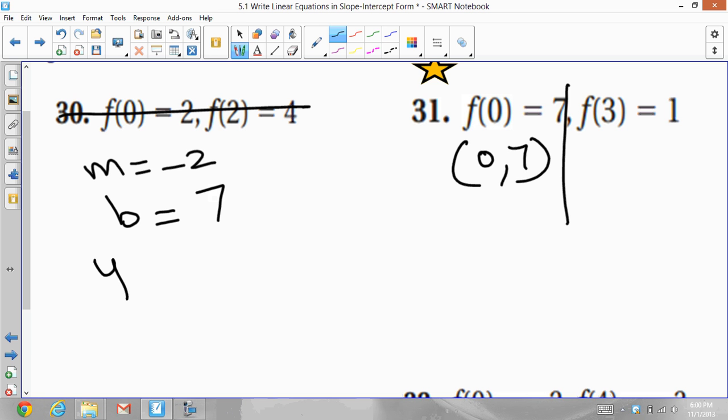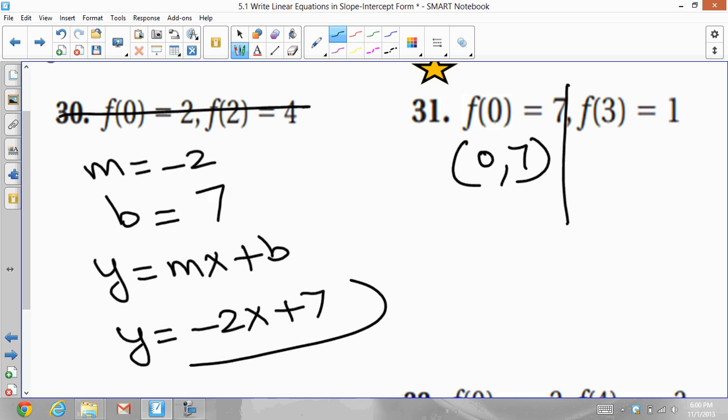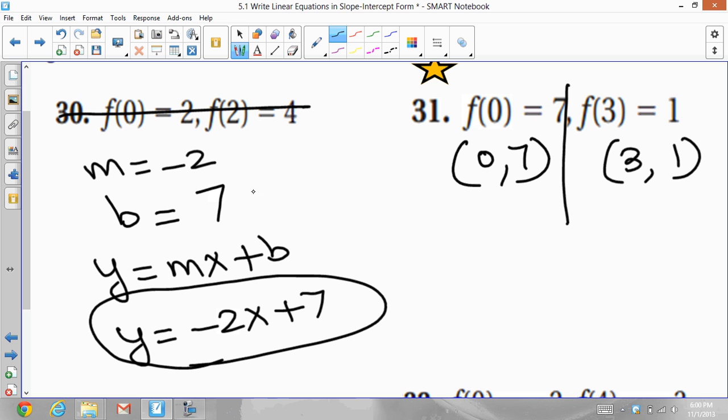So all I need to do is y equals mx plus b. Substitute the numbers in the correct spot: negative 2x plus 7, and this is the answer. And let me finish with this point, which is 3, 1, which you don't actually need for the y-intercept. So this is the equation: y equals negative 2x plus 7.